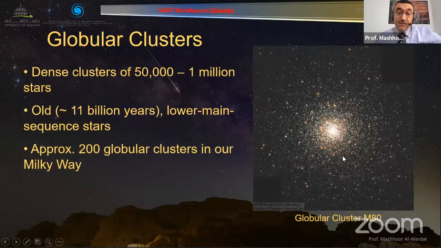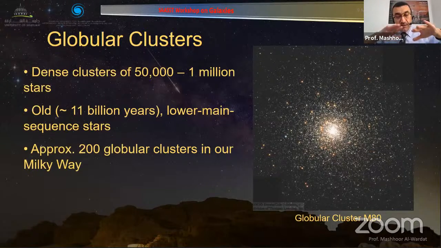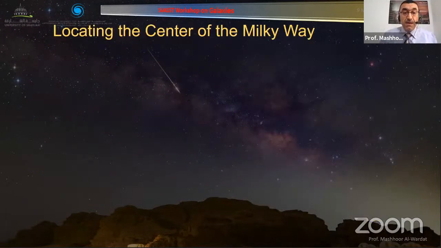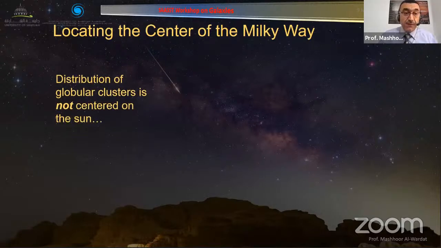Globular clusters: this is one of these clusters, dense, with around 50,000 to 1 million stars, old, around 10 billion years, lower main sequence stars. If you put the stars on the main sequence, you will find them down there, lower right. There are approximately 200 globular clusters in our galaxy, which is a huge number.